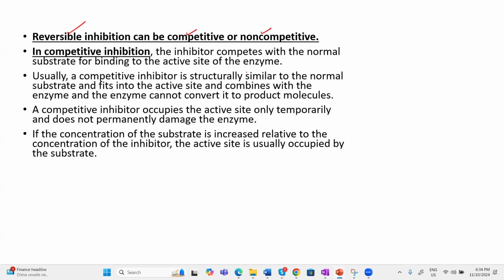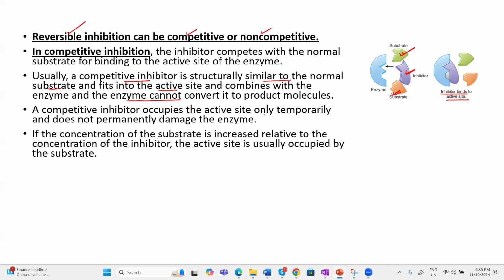We are classifying them based on where the inhibitor will bind. See here in this diagram, this is a substrate and this is an inhibitor. Before the substrate can bind to the active site, the inhibitor is binding to the active site. This type of inhibition is competitive inhibition. In this case, the inhibitor resembles the substrate structurally, fits into the active site, and as a result, the enzyme cannot do the work.